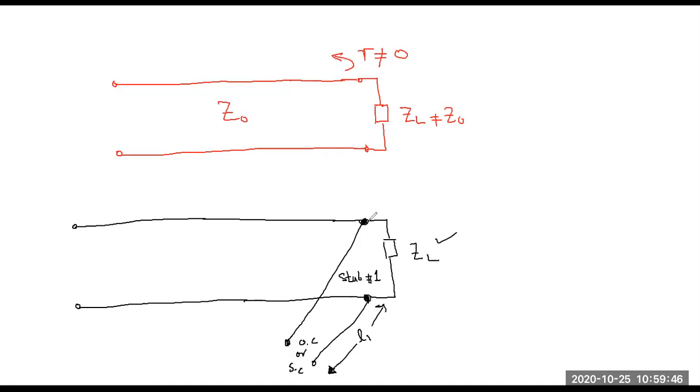So the first stub we have connected right at the position of the load. Now the second stub will be connected at a fixed distance from this one. This can be at some fixed distance, but you will find out that from a practical point of view, this distance is either kept equal to lambda by 8, or it is kept as 3 lambda by 8.